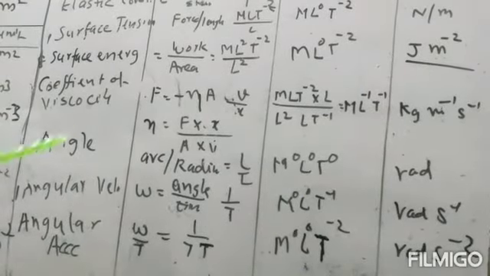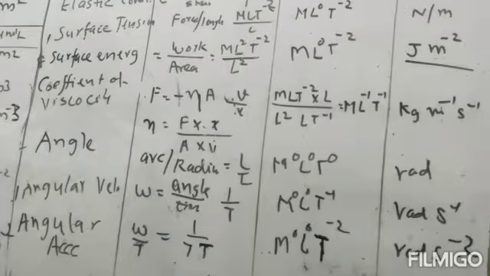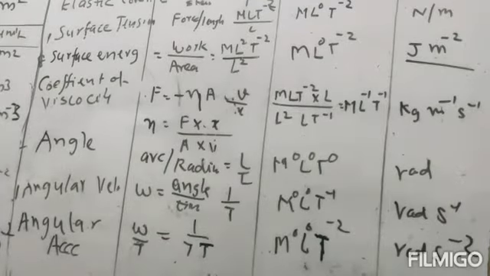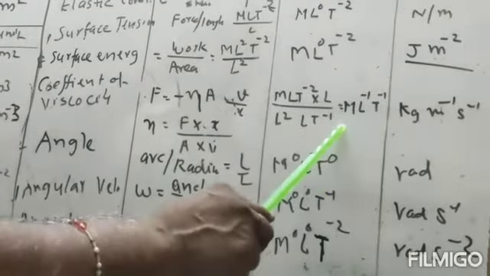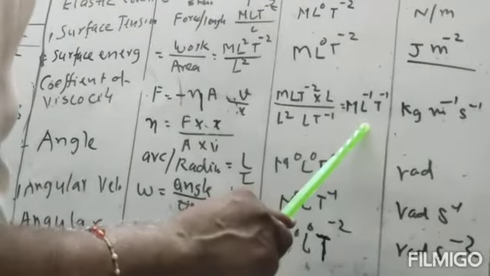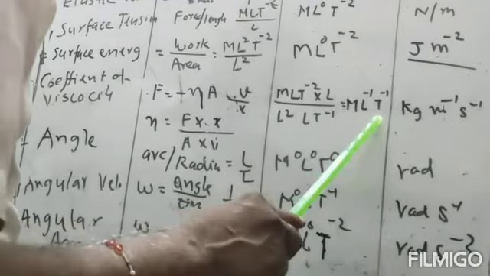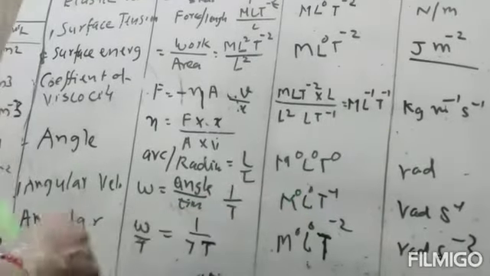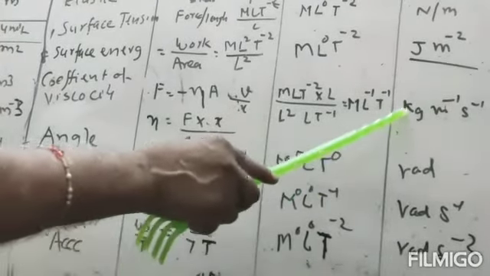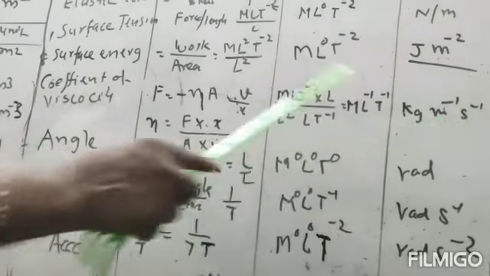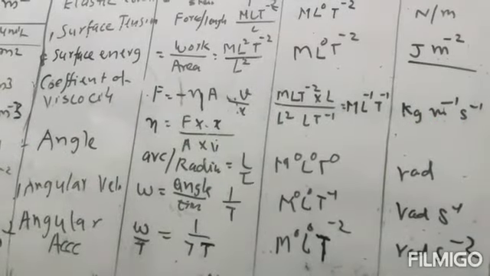So the unit of coefficient of viscosity will be equal to kilogram per meter per second. So kilogram per meter per second, this will be the coefficient of viscosity.